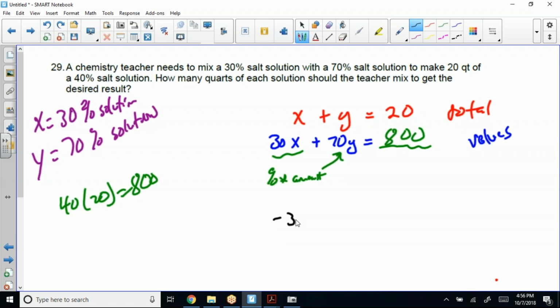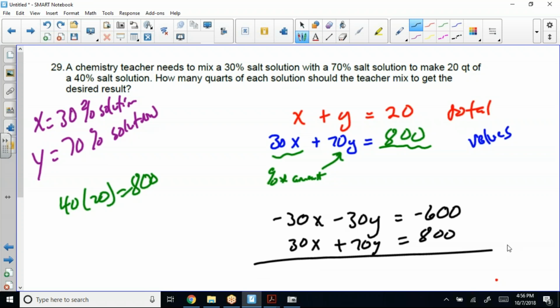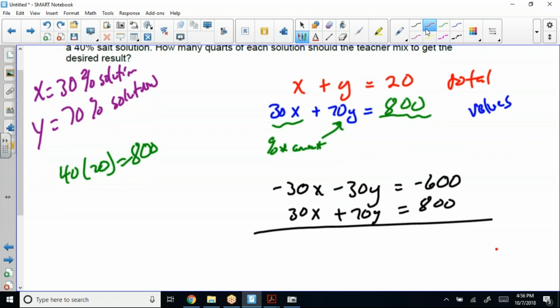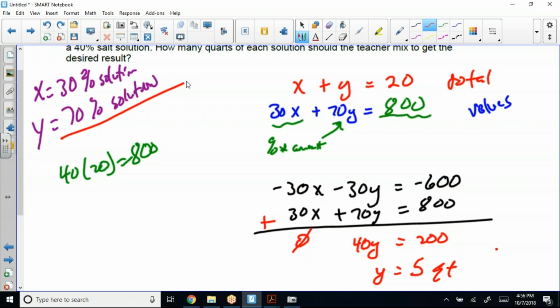I'll multiply the top one by negative 30 because I want that to drop, right? Plus, I shouldn't do plus, it'd be negative 30y equals negative 600, right? And then this blue and green comes down because I'm not doing anything to it. And so this cancels. I'm going to add them together. This cancels out. This is elimination, right? This is 40y equals 200. So y equals what? 5. And that's 5 quarts. And that's what we came up with.